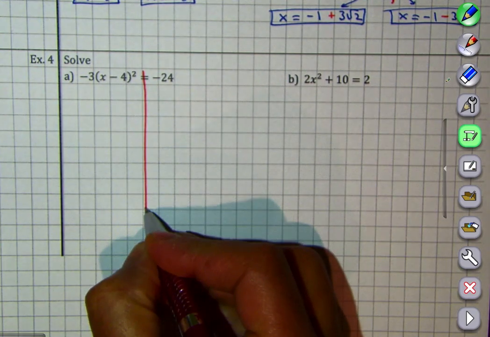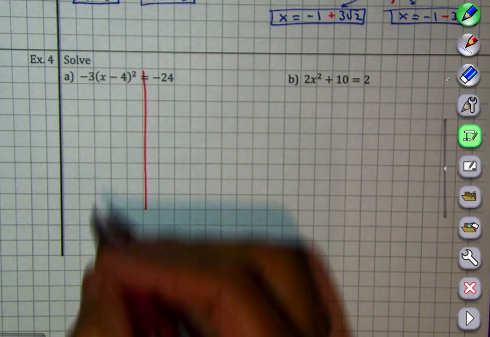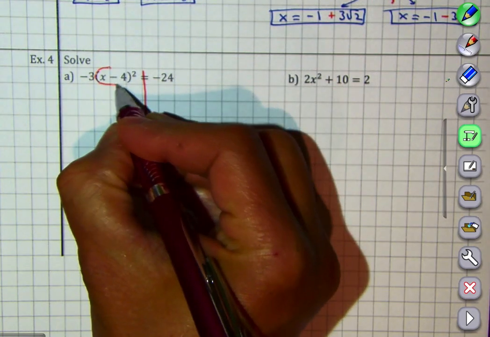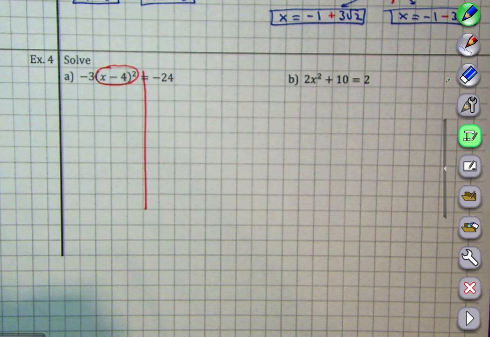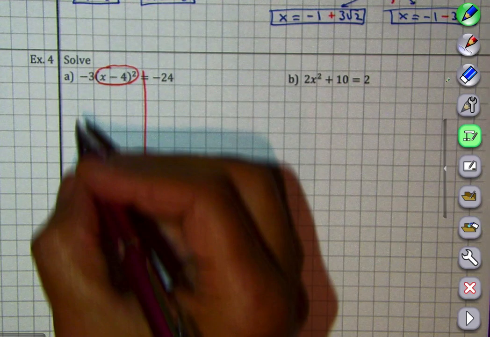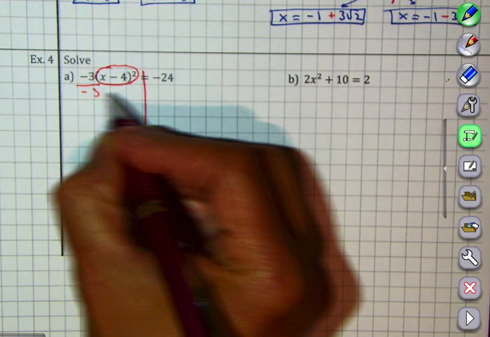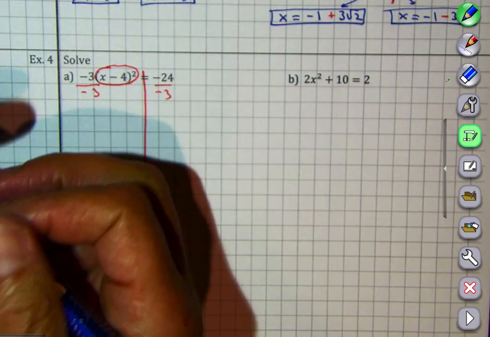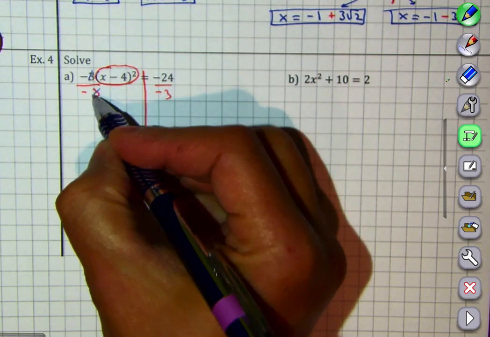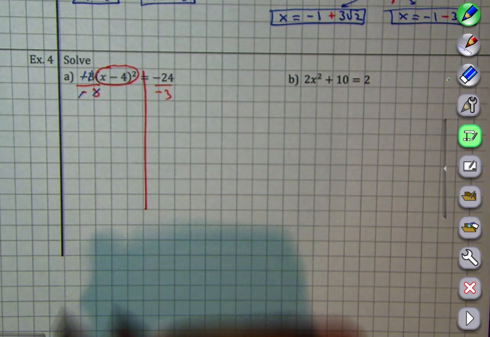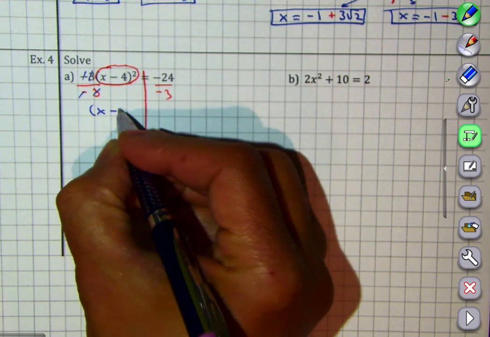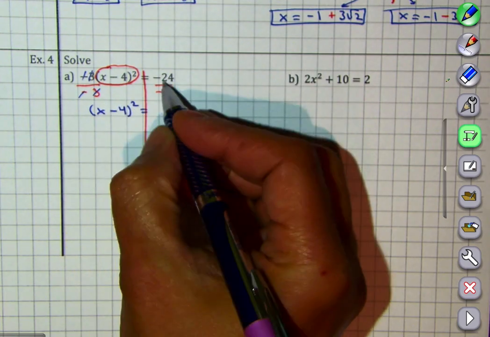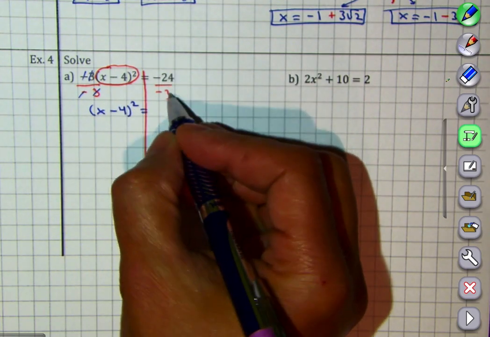So I'm going to draw the line. I need to be able to leave whatever is being squared by itself. So therefore I need to get rid of the negative 3. Divide by negative 3, divide by negative 3. My negative 3's are going to cancel. So therefore I have x minus 4 squared. Negative divided by negative is going to be positive. 24 divided by 3 will be 8.